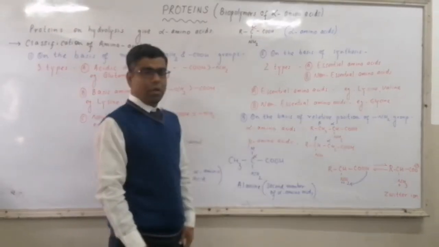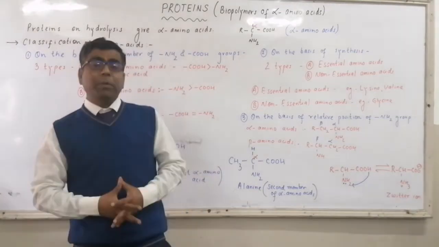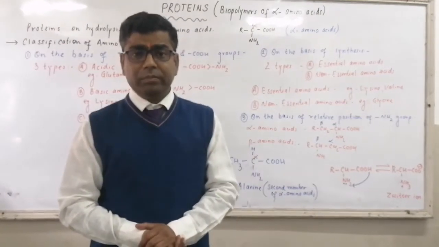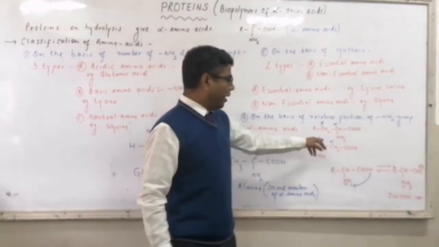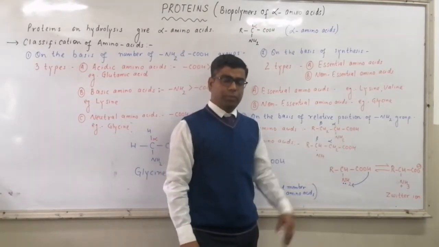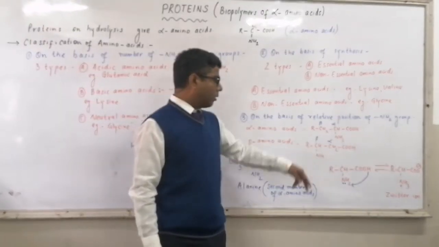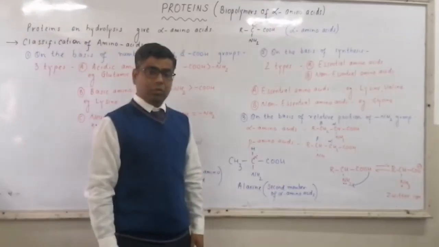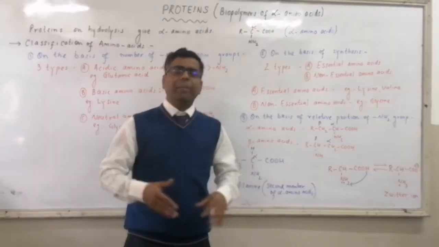Then we have number third, on the basis of the relative position of the NH2 group. The NH2 group can be present on alpha carbon, beta carbon, gamma carbon, delta carbon. Based on this, they can be classified as alpha amino acids if the NH2 group is over the alpha carbon atom, the carbon which is next to the C double bond to OH group. It can be on the beta carbon atom. So here is your NH2 group, and this is your beta carbon atom, so the amino acid will be a beta amino acid. Similarly, it will be gamma and delta and so on.